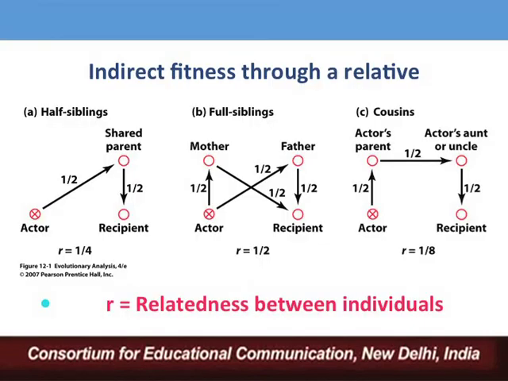For half siblings it is 1 by 2 into 1 by 2, that is 1 by 4. For full siblings it is 1 by 2 into 1 by 2 plus 1 by 2 into 1 by 2, because both are sharing mother and father, that becomes 1 by 2. For cousins it is 1 by 2 into 1 by 2, because the parent and his or her brother and sister will also be sharing a 1 by 2 relationship. So for two first cousins it will be 1 by 2 into 1 by 2 into 1 by 2, that is 1 by 8. So we can calculate; your task is to calculate the relationship between different individuals.